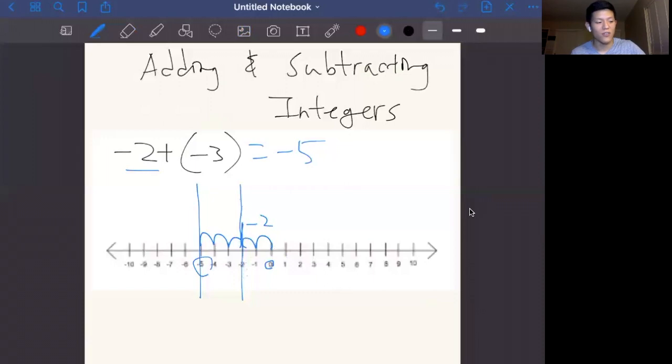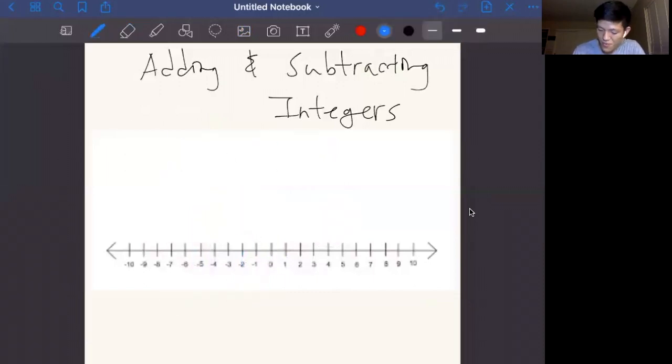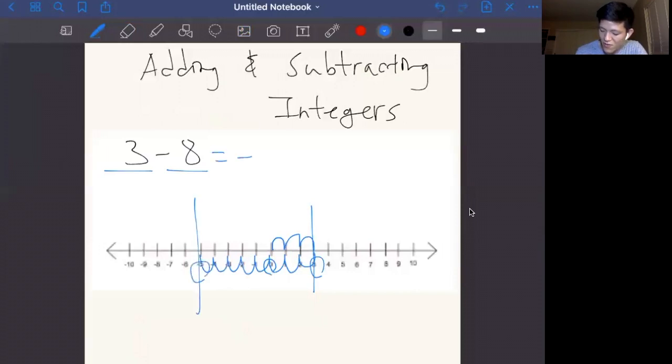Then how do we subtract integers? Well, subtracting integers is pretty similar to adding integers. So let's take a look at an example. Let's say we have 3 minus 8. We first look at the number line. Here's a 0, and it's a positive 3, right? So we go to the right, 1, 2, 3, and that's 3 right there. And then we have negative 8. For negative, you go to the left, right? So let's go to the left. 1, 2, 3, 4, 5, 6, 7, 8. We are at negative 5. So that is your answer.